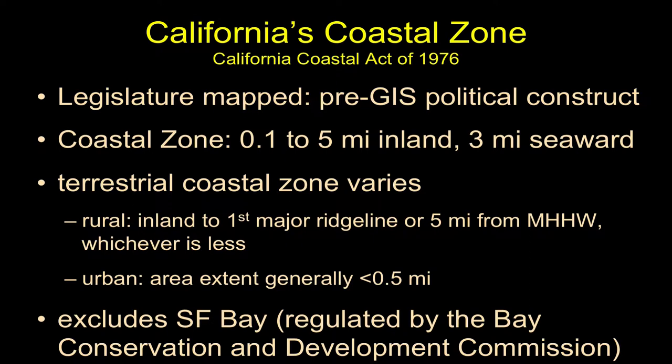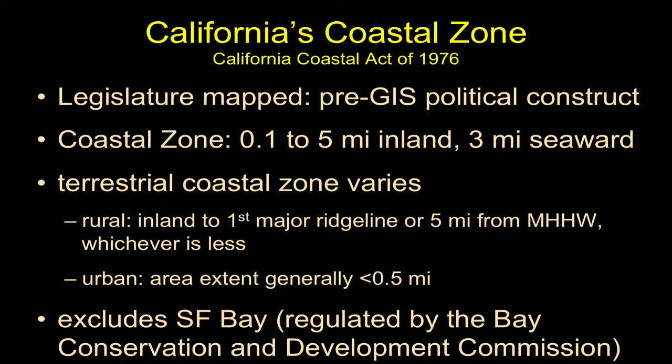Our coastal zone in California varies, which is why it makes things so complex. So it can be anywhere from just a few hundred feet, like a tenth of a mile, to as far inland as 5 miles on the terrestrial side of things. The oceanic side, it's always 3 miles. So the oceanic side's easy, going out into the ocean. The terrestrial zone varies, and it doesn't exactly follow this rule, but it sort of follows this rule more times than not, which is the areas where we didn't have in the 70s a heavily urbanized area.